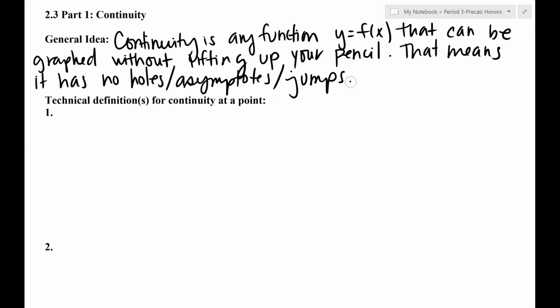So discontinuity is the opposite of that. That means it has some holes, some asymptotes, or some sort of a gap called a jump.